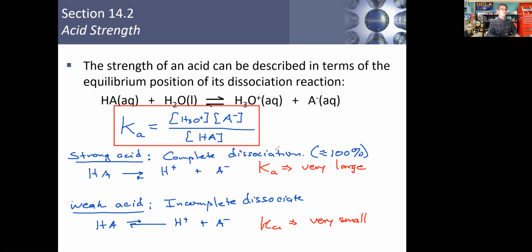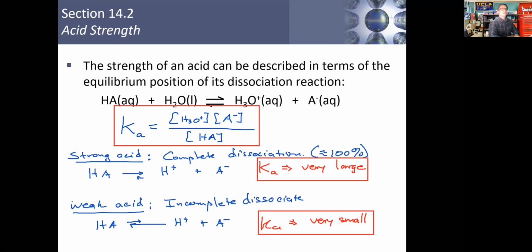This is what you folks have to remember. This is how we can use our Ka to determine the strength of an acid. A strong acid will have a very large Ka. It will dissociate completely. A weak acid would have a very small Ka, and you would have very little dissociation. We would not have that much dissociation at all. Please make sure you keep that in mind as we move forward with this.